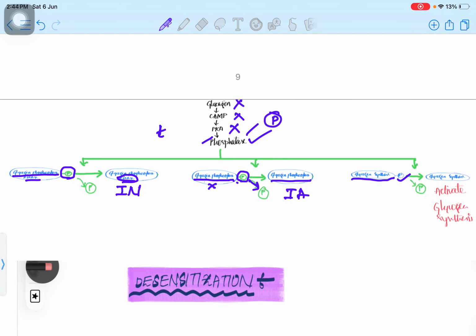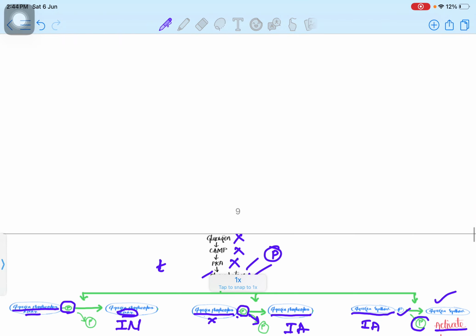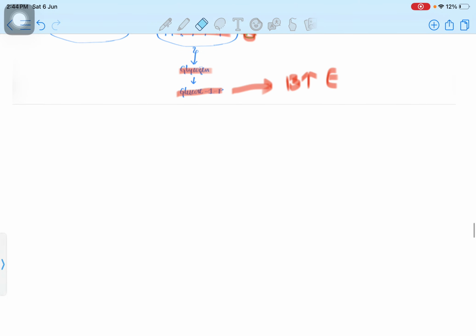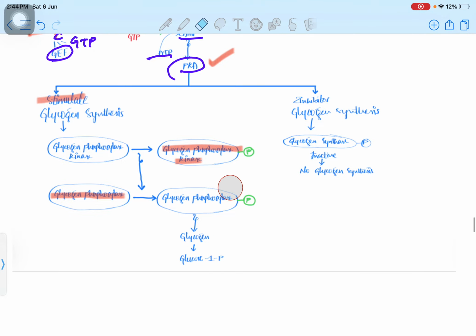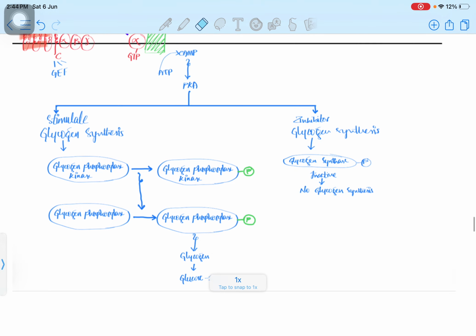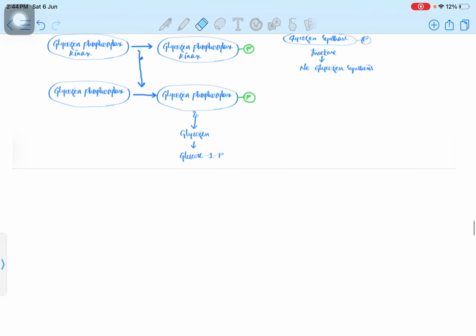Then we have glycogen synthase, which is attached with the phosphate, but it is in the inactive form. So the removal of the phosphate gives the activation scenario here. Then glycogen synthesis is going to happen. I think you will definitely get confused here, so let me try to explain in this condition.